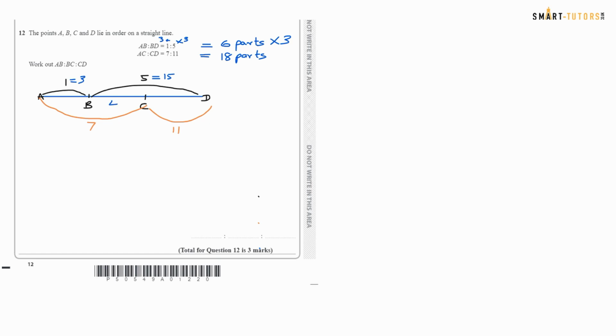So now you can write a ratio AB is to BC is to CD equal. AB is 3 parts, BC is 4 parts, and CD is 11 parts. So that is our answer.